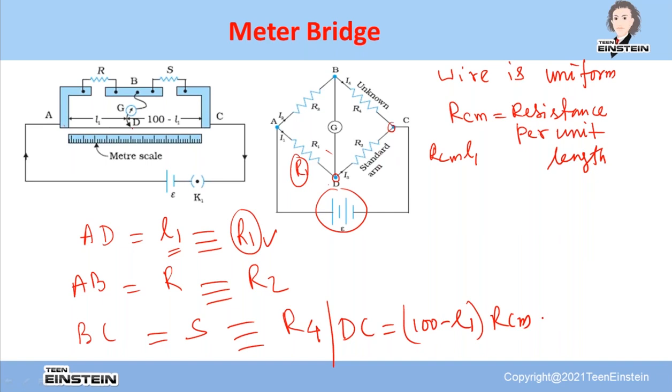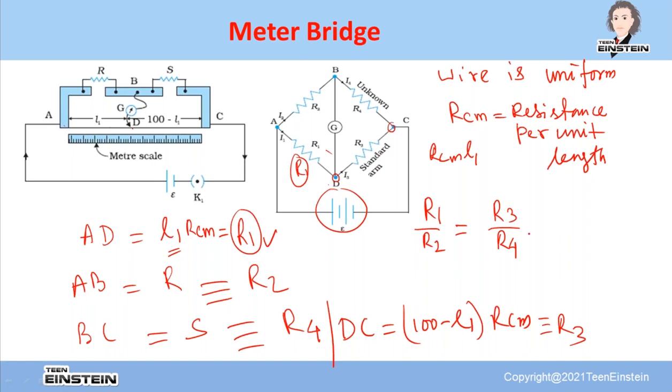And this R1 is equivalent to how much resistance? It is AD. This much length of the wire is equivalent to your first arm. So this much is the resistance, L1 into RCM. Now I'll write the ratio. Say R1 by R2, and the balance condition of the bridge gives R3 by R4. Let us put the values of R1, R2, and R3.